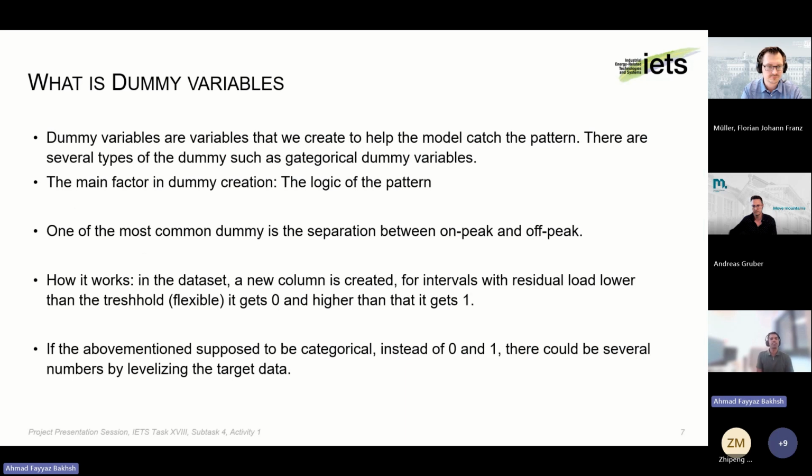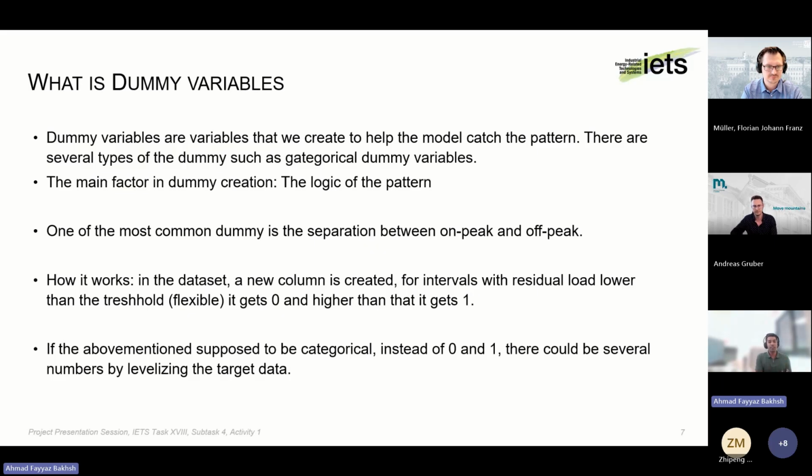So what are the dummy variables? We discussed earlier that we have it as an input. The dummy variable itself is not as important as the logic behind it. The common dummy variable that you can see everywhere is the separation between on-peak and off-peak. Sometimes it comes with different seasons. We say in this month, based on the data set that we have monthly, we say whether or not we are on peak.